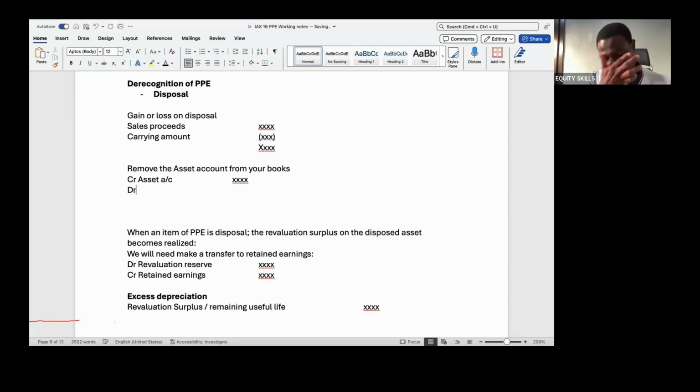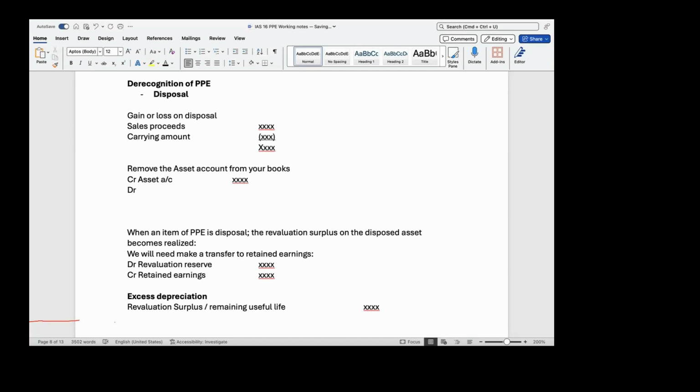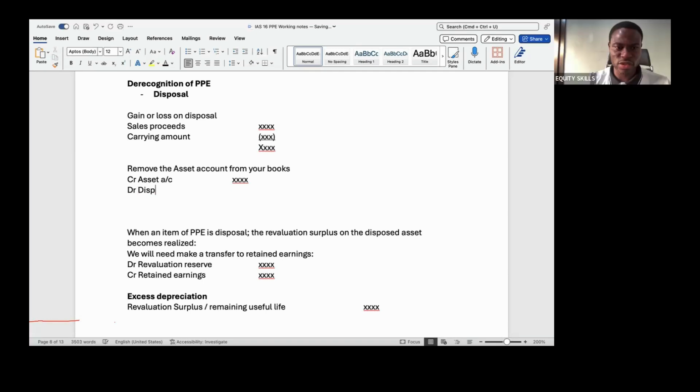Do you know what you debit? Can you tell me? What do you think we should debit? Disposal account. Thank you very much. You are taking it to disposal account. For now, it's just like a temporary account because we don't know where else we can put this asset. It's just waiting there. We just take it to disposal account.